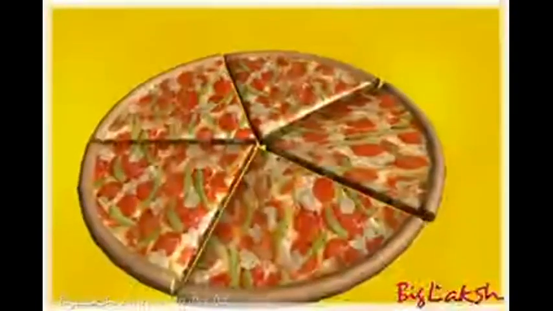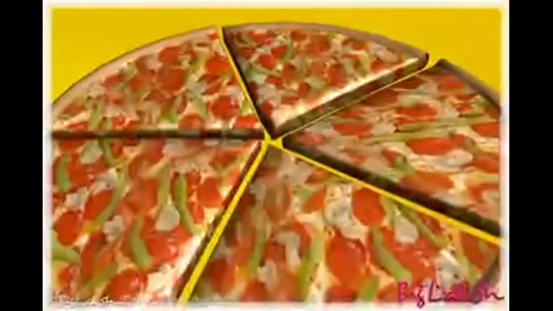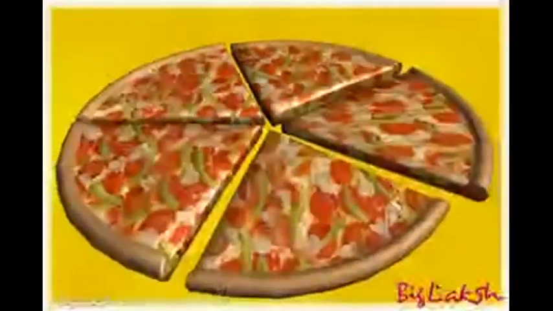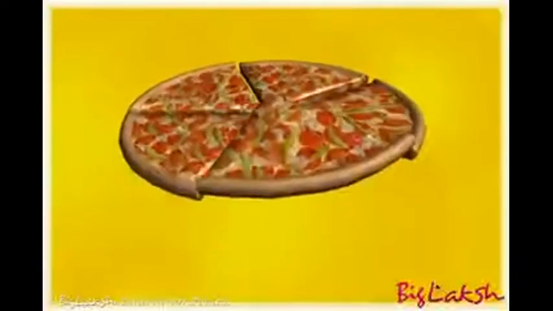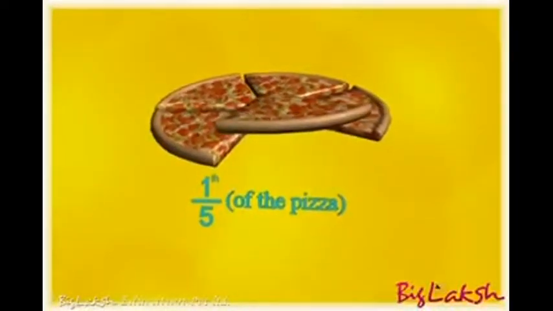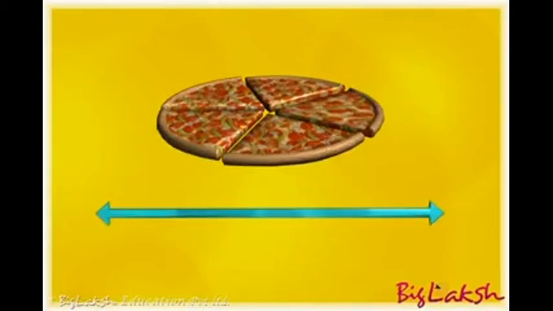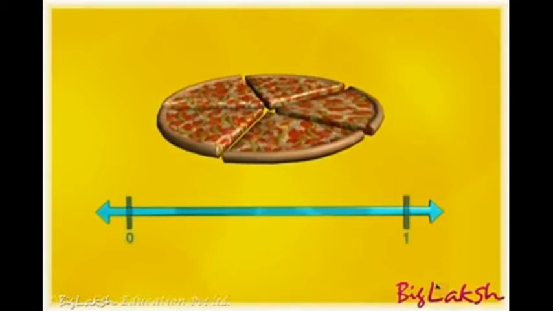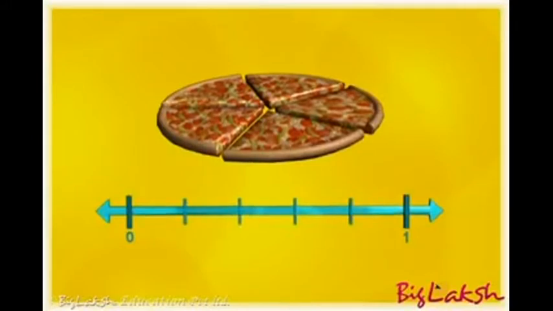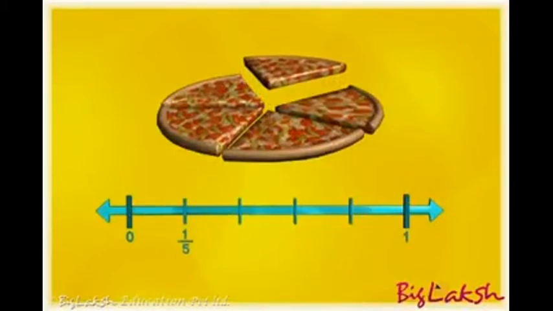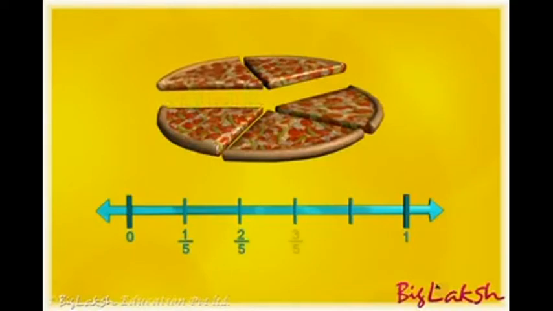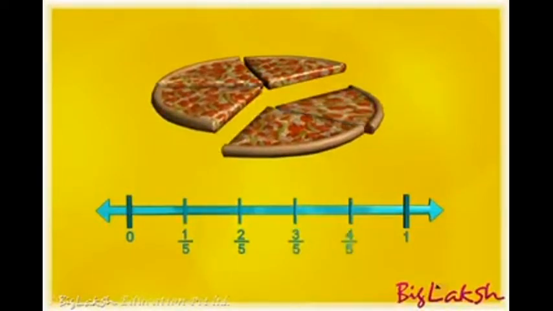Now you can see a delicious pizza. Let us divide this pizza into 5 equal parts and see how we can represent this on a number line. As you can see, one piece of the pizza represents 1/5 of the entire pizza. Now let us see how to represent this on the number line. To represent 1/5 on the number line, you simply divide the number line between 0 and 1 into 5 equal parts. Mark the first division by 1/5. Similarly, mark the second division by 2/5, the third by 3/5, and so on.